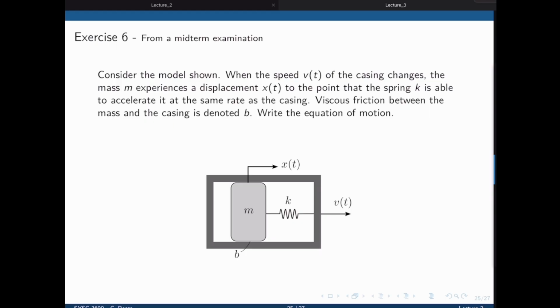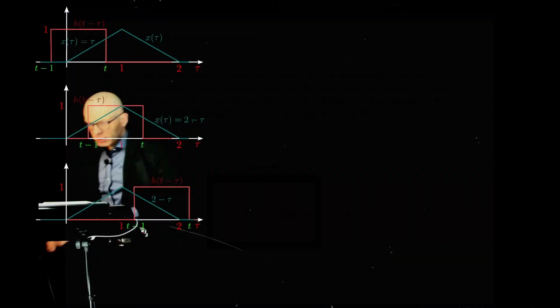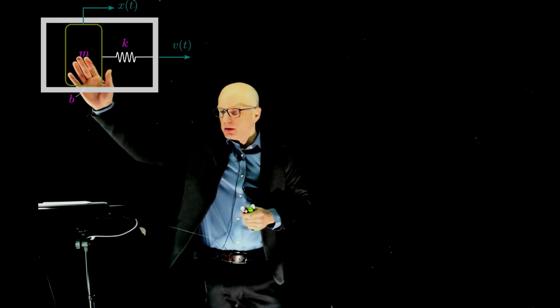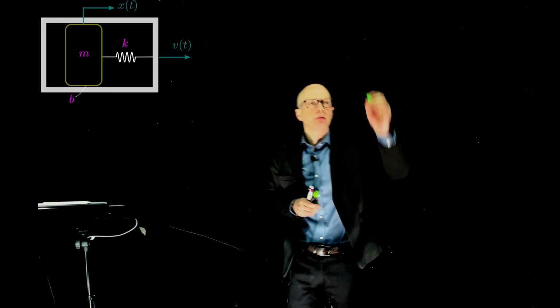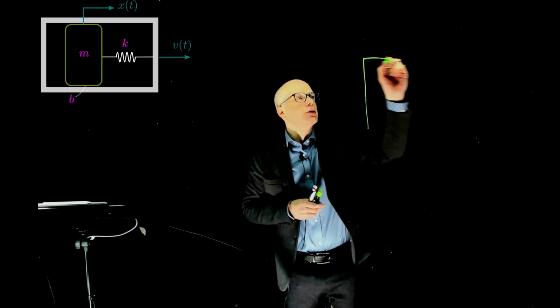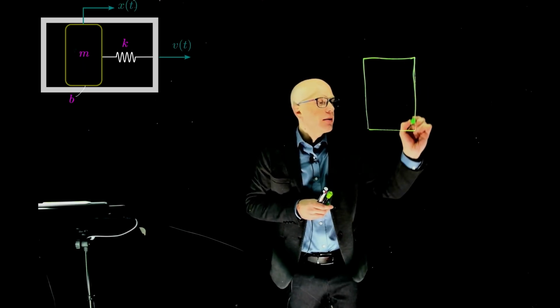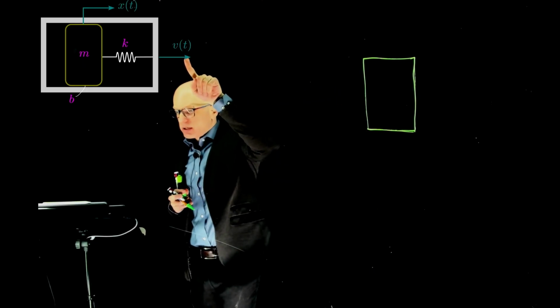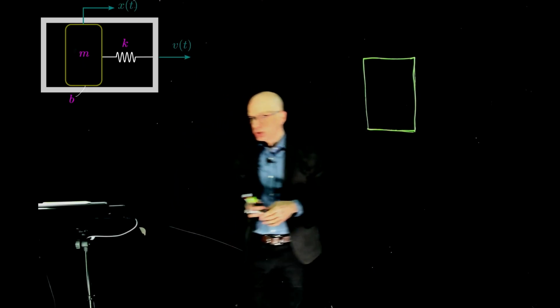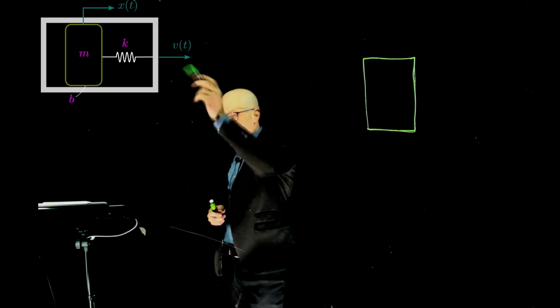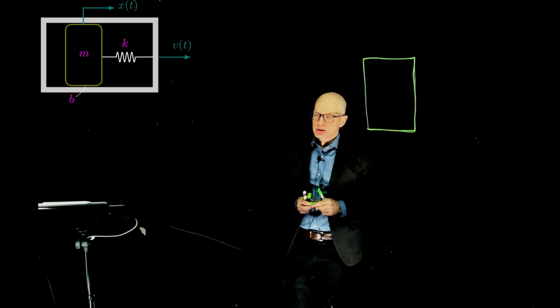Okay, so the first step is always to create a free body diagram. We are interested in this mass in the center there. Let's write it here. Notice that the casing was not given a mass. Why is that? Because it is already subjected to a speed. So if you want the position, just integrate the speed. If you want the acceleration, just differentiate the speed.